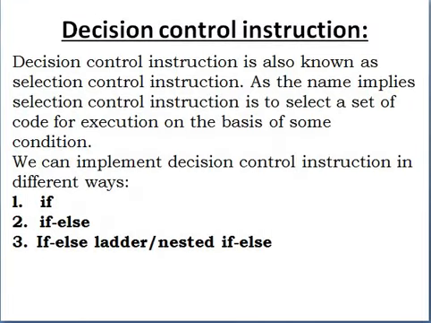Second is decision control instruction. Decision control instruction is also known as selection control instruction. As the name implies, selection control instruction is used to select a set of code for execution on the basis of some condition. We can implement decision control instruction in different ways. First is if statement, second is if else statement, third is if else ladder, which is also known as nested if else statement.